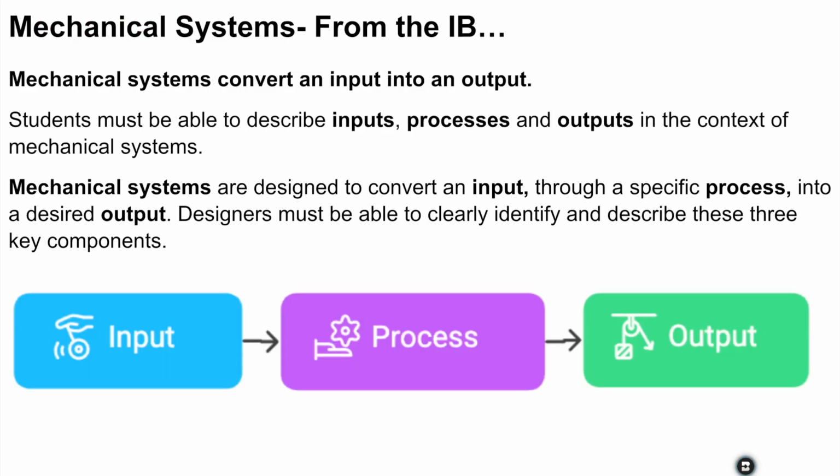Now, you have to understand that mechanical systems convert an input into an output. And you must be able to describe the inputs, the processes, and the outputs in the context of mechanical systems. So mechanical systems are designed to convert an input through a specific process into a desired output, and you must be able to clearly identify and describe these 3 key components.